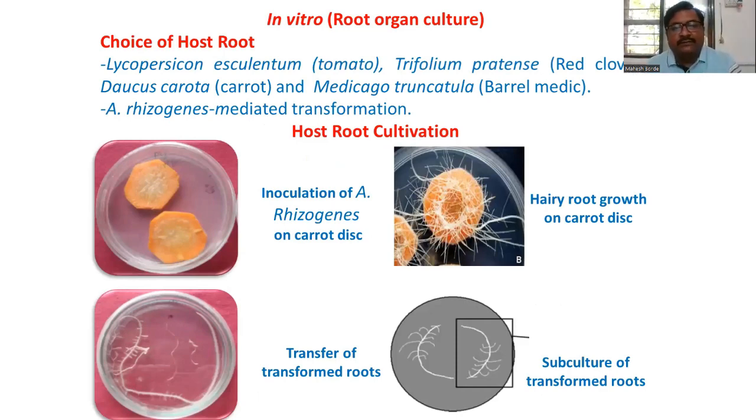I'll just go through the methodology. People are mostly using carrot root for in vitro cultivation. Mostly there will be one bacterium, Agrobacterium rhizogenes. Actually, it's a pathogen, but people generally use this Agrobacterium rhizogenes for biotechnological purposes. People infect the carrot disc with these bacteria, so that many hairy roots occur on the carrot disc. These hairy roots are used for association with the mycorrhiza.